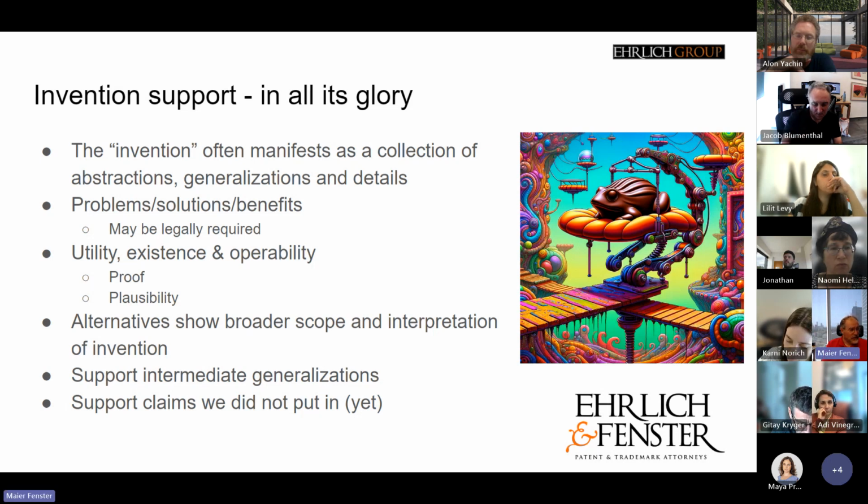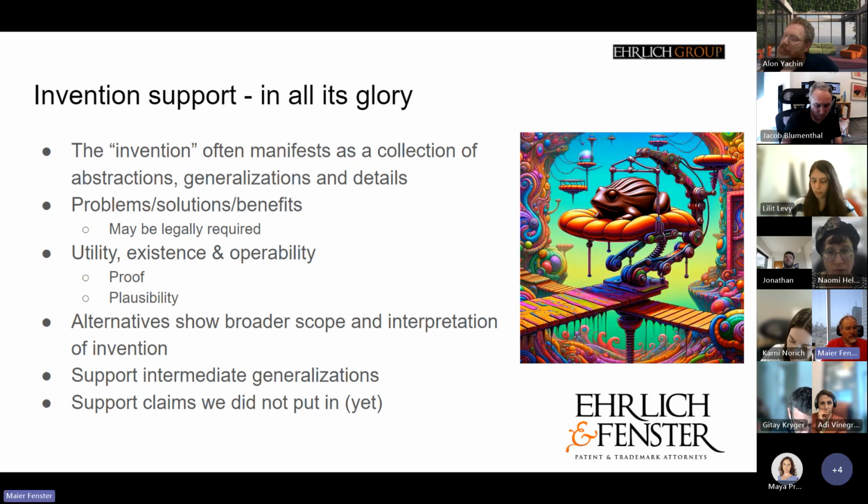You need to have utility. Whatever it is that you're trying to claim needs to have utility. It also needs to actually exist, and it also needs to work. Guess what? We solve that using details. We give proof that it helps, that it works, that it can be used. Sometimes we don't give details of an actual proof, an experiment. Instead, we give details to show plausibility in those countries where it helps, like perhaps China or Europe.